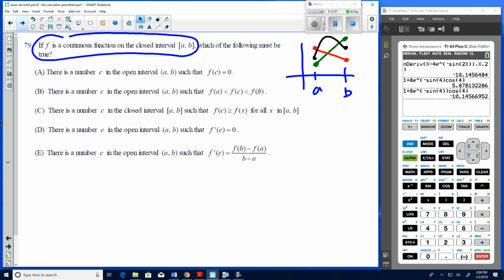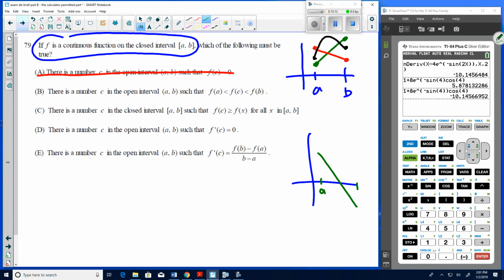Let's see. There is a number c such that f of c has to be 0. Well, none of these functions have 0 as the y-coordinate, so that's out. We don't have to do that. We could, right? I mean, we could have had a function that had a 0, but we don't have to. There's a number c in the interval such that f of a, the left endpoint is the smallest, and then c is in the middle somewhere, and then the right endpoint is the largest. Well, that would be true for this green one, but it's certainly not true for the red one. The red one, the left endpoint is the largest, and so that's out.